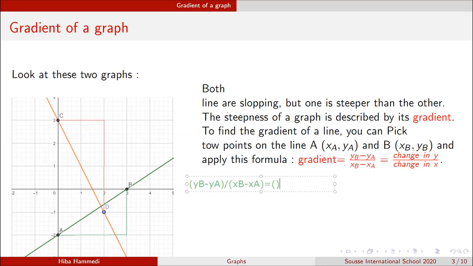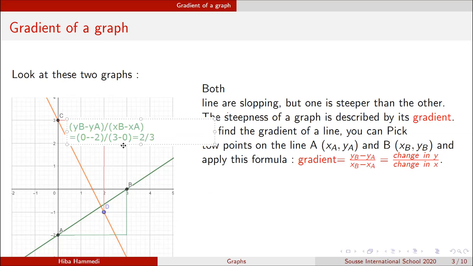So YB is equal to 0. So 0 minus YA is equal to -2. So minus -2, like that, divided by XB is equal to 3 and XA is equal to 0. So minus 0, like that. I will put it between brackets. So just calculating that, you will get that it's equal to 2, since 0 minus -2 is equal to 2, divided by 3. So the gradient for this one is equal to 2 over 3.